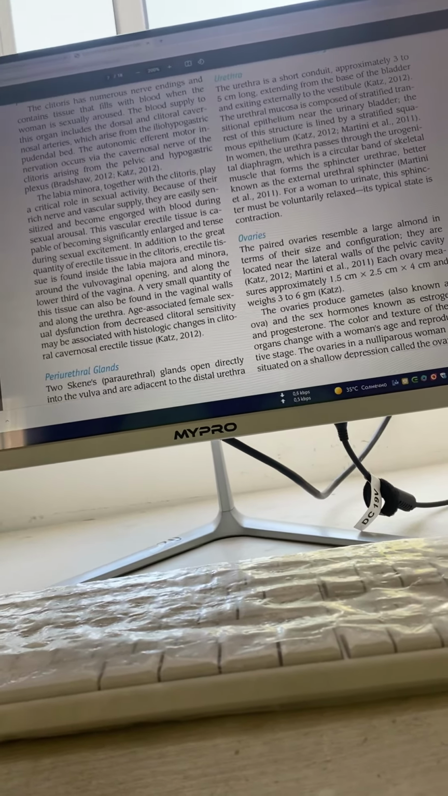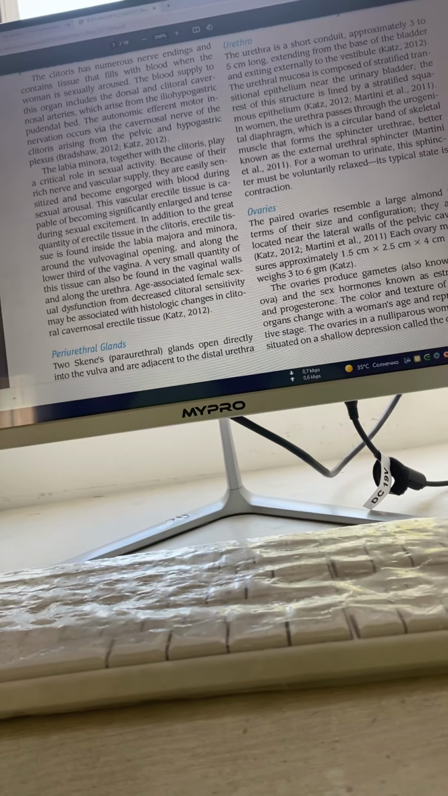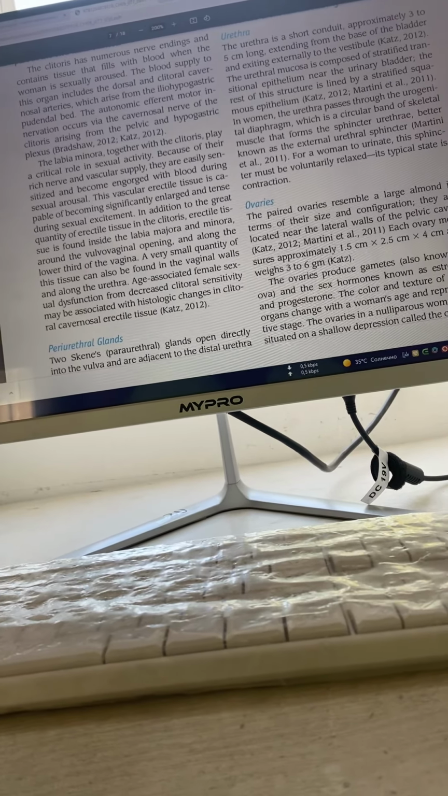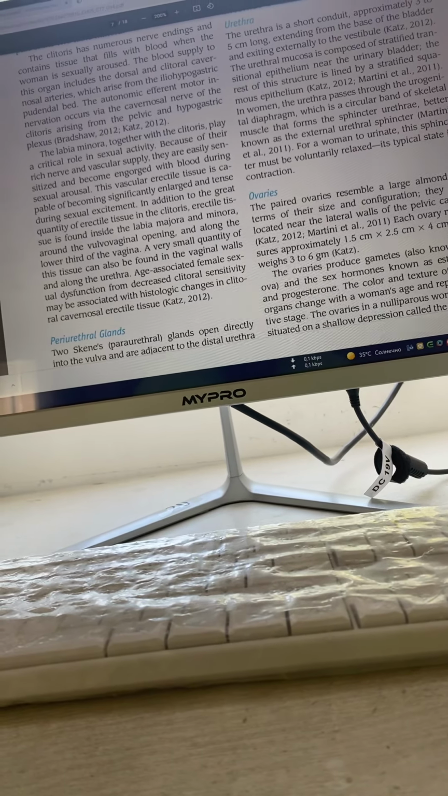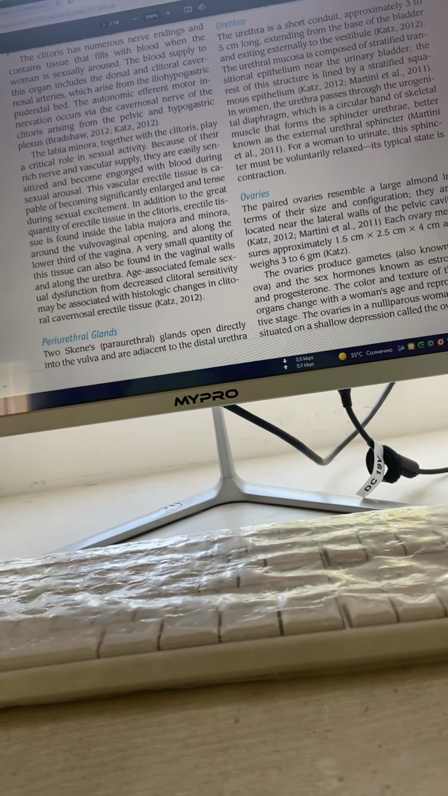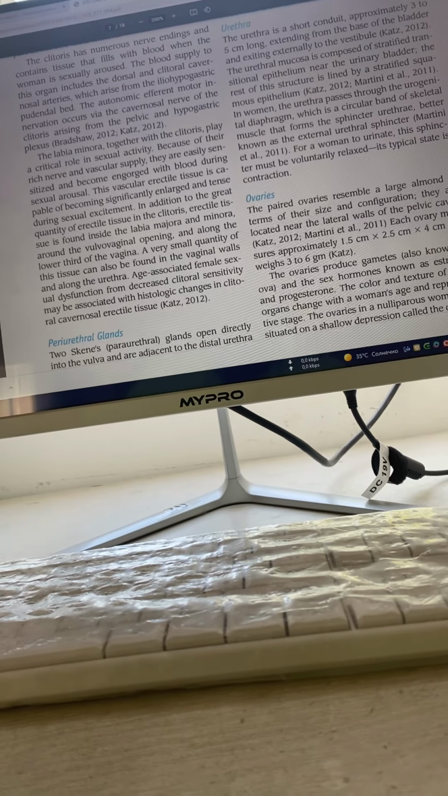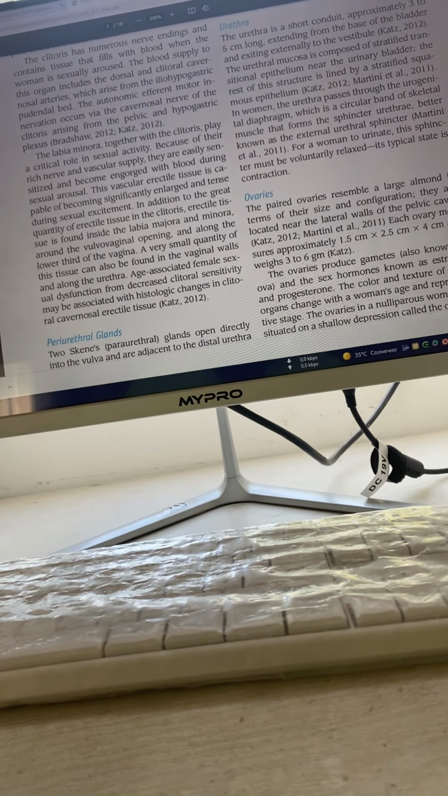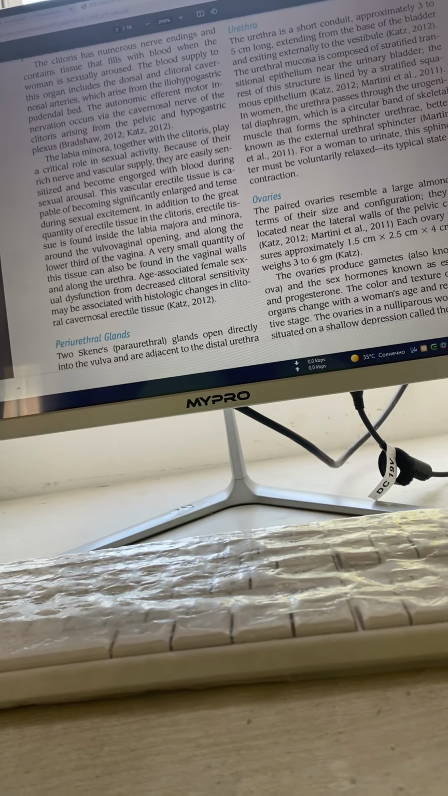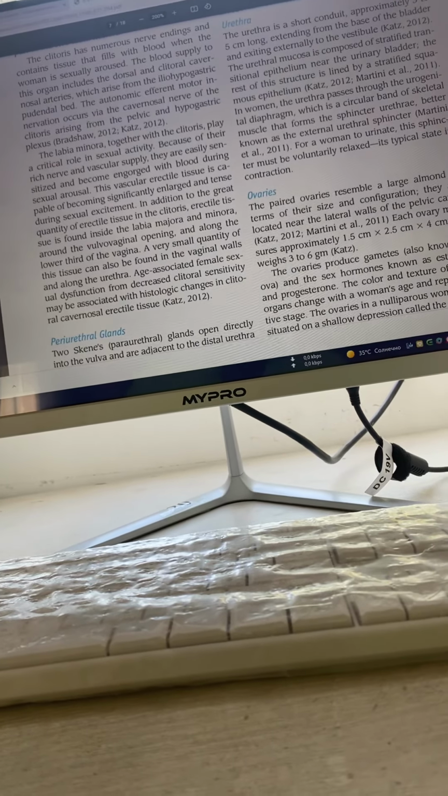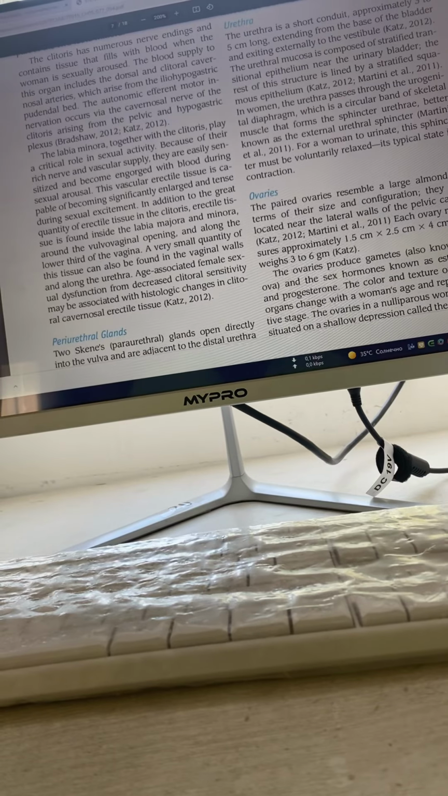In addition to the great quantity of erectile tissue in the clitoris, erectile tissue is found inside the labia majora and minora, around the vulvovaginal opening and along the lower third of the vagina. A very small quantity of this tissue can also be found in the vaginal walls and along the urethra. Female sexual dysfunction from decreased clitoral sensitivity may be associated with histologic changes in clitoral cavernosal erectile tissue.